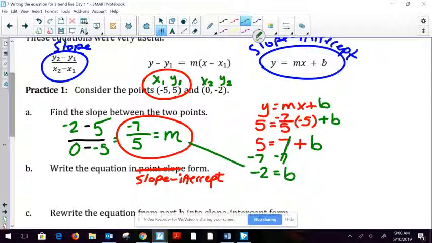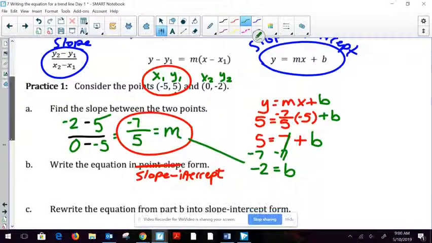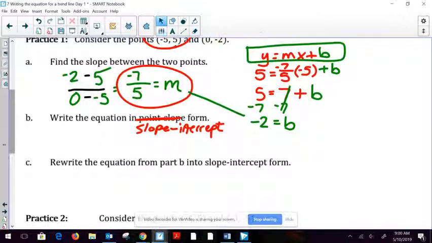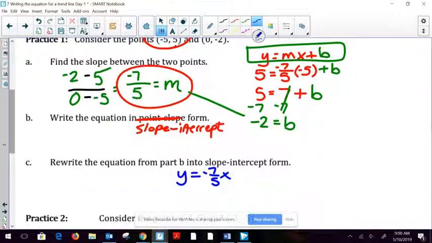Well, I have a slope and I have a y-intercept. The final step here is to substitute them back into that general form of y equals mx plus b. So I have y is equal to my slope, negative 7 over 5x, plus my b, which is negative 2. And now I have an equation in slope-intercept form.